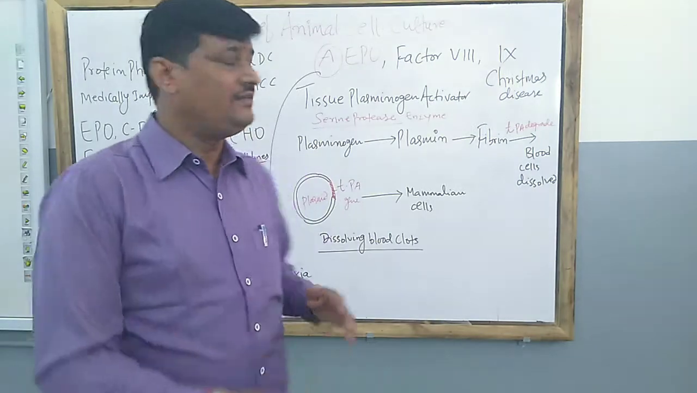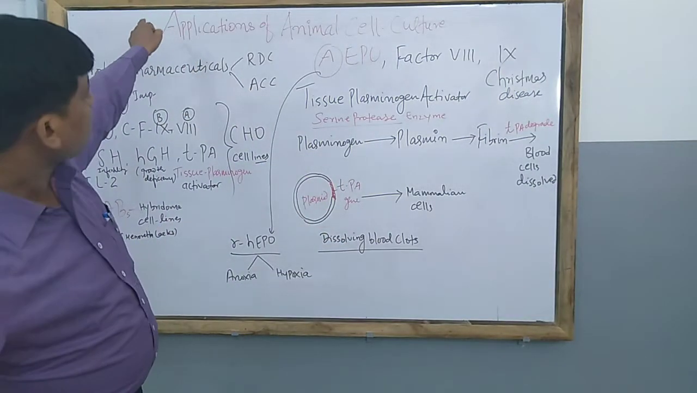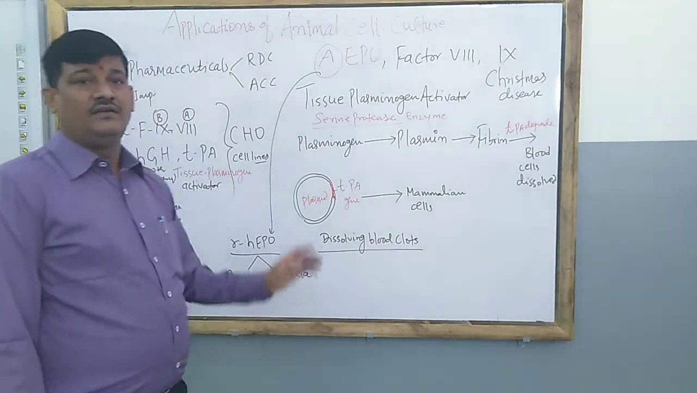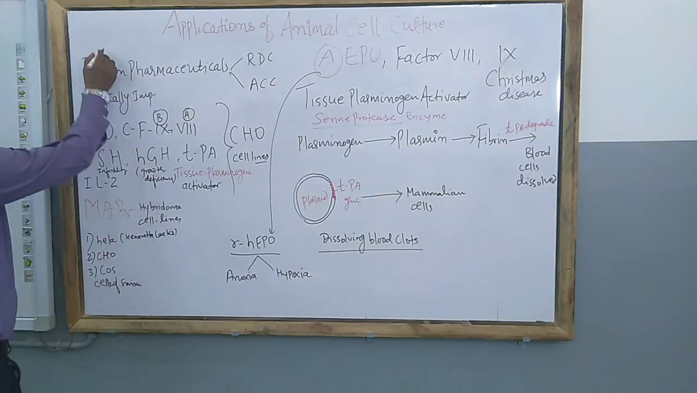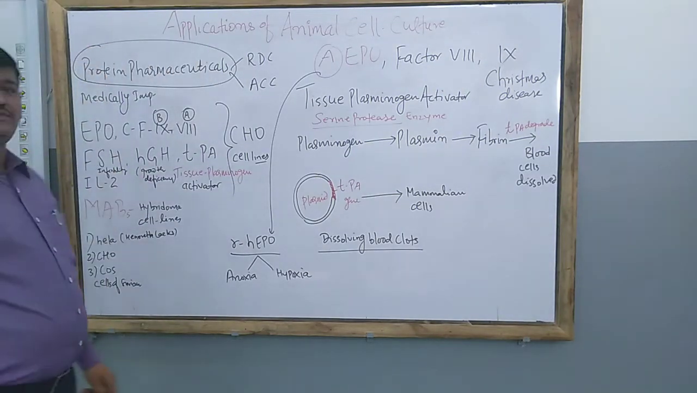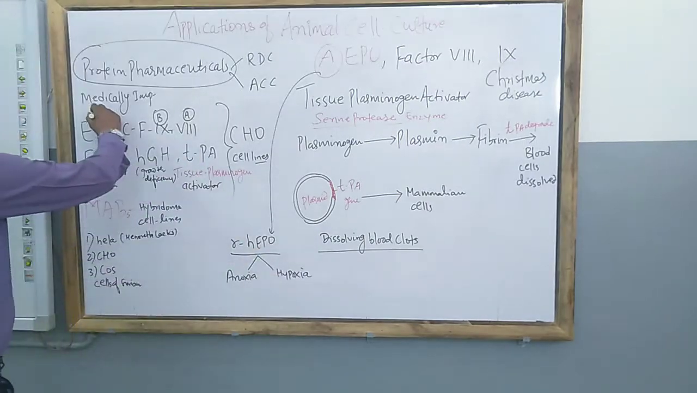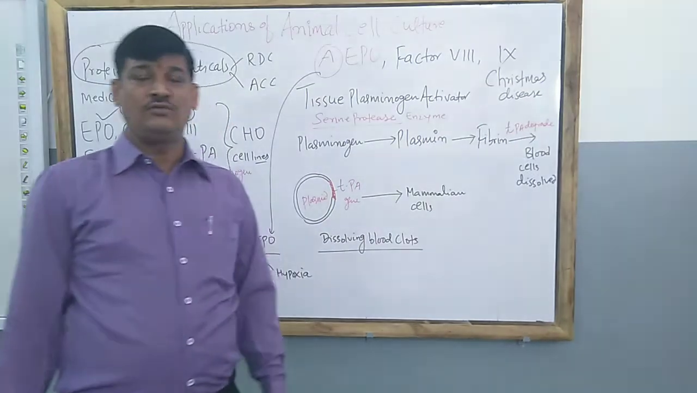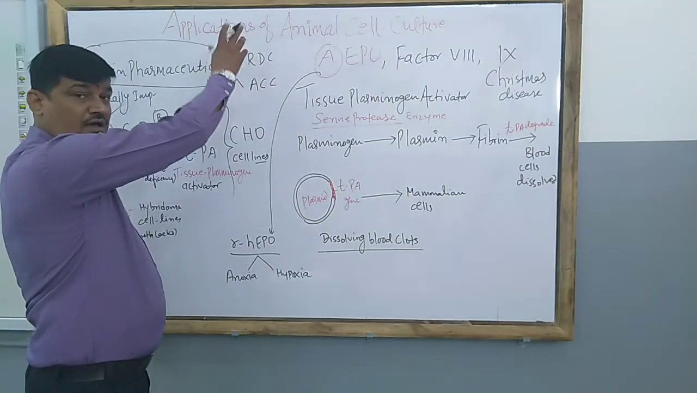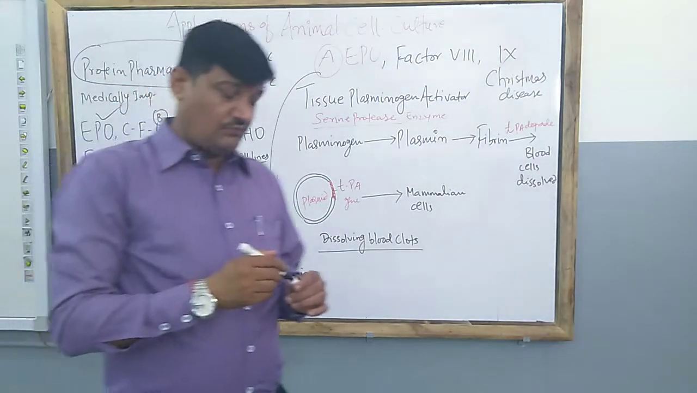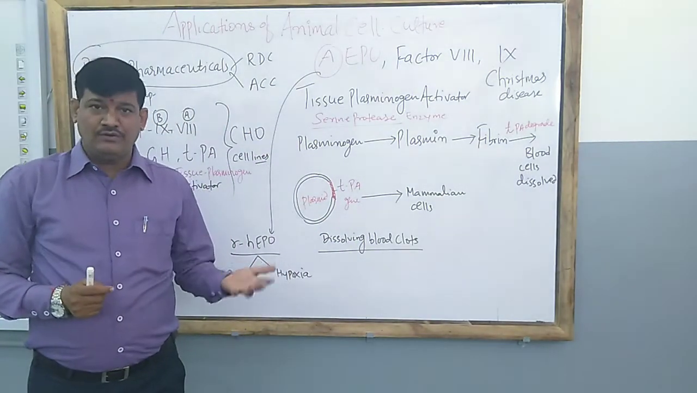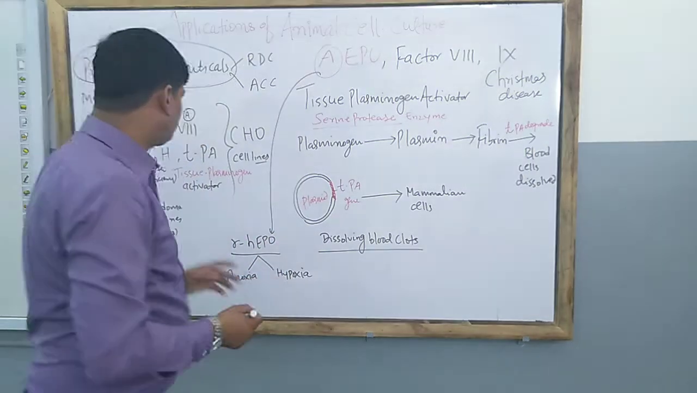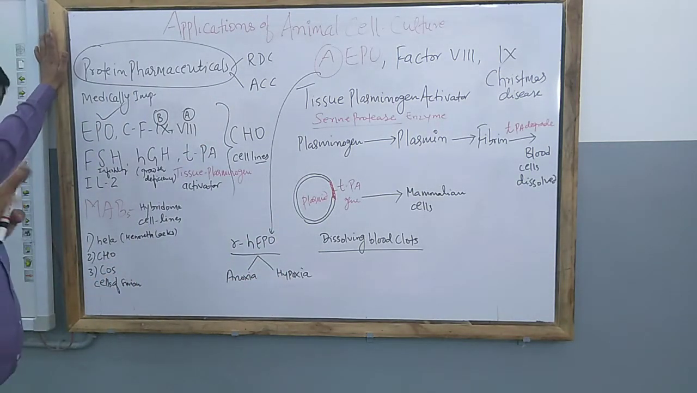So under this heading, the application of animal cell culture using recombinant DNA technology, what we use is the protein pharmaceutical. These protein pharmaceuticals have medical importance and a medicinal role. Before coming to this, you must know what the different cell lines are that are taken to culture the particular type of proteins. First of all, there are three cell lines in your curriculum.